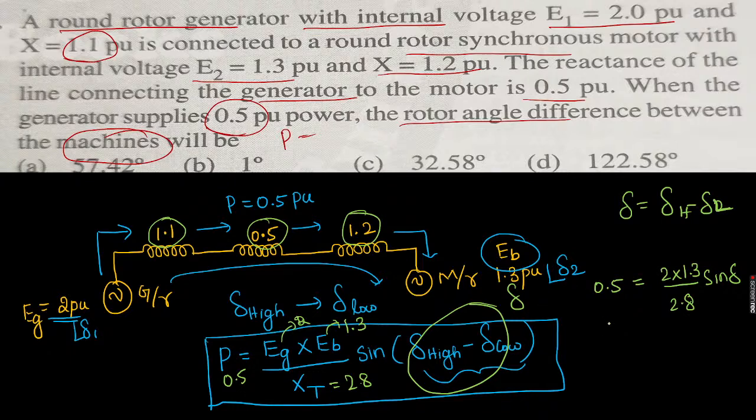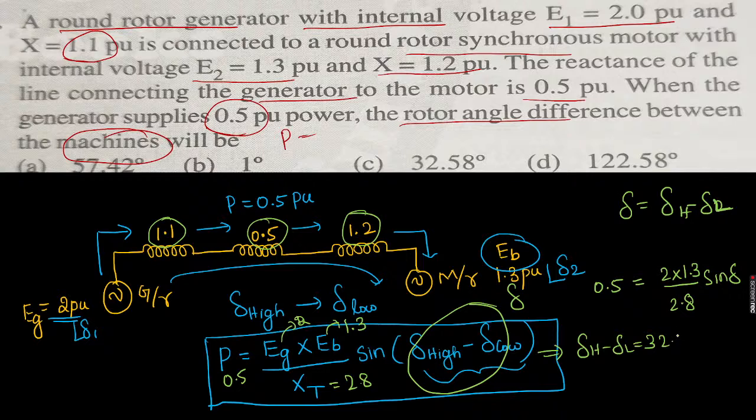What will you obtain? Let me reduce it. 0.5 into 2.8 divided by... so I'm getting 32.578 degree. So approximately option C is the correct answer. From this, what I'm getting is the value of delta high minus delta low.